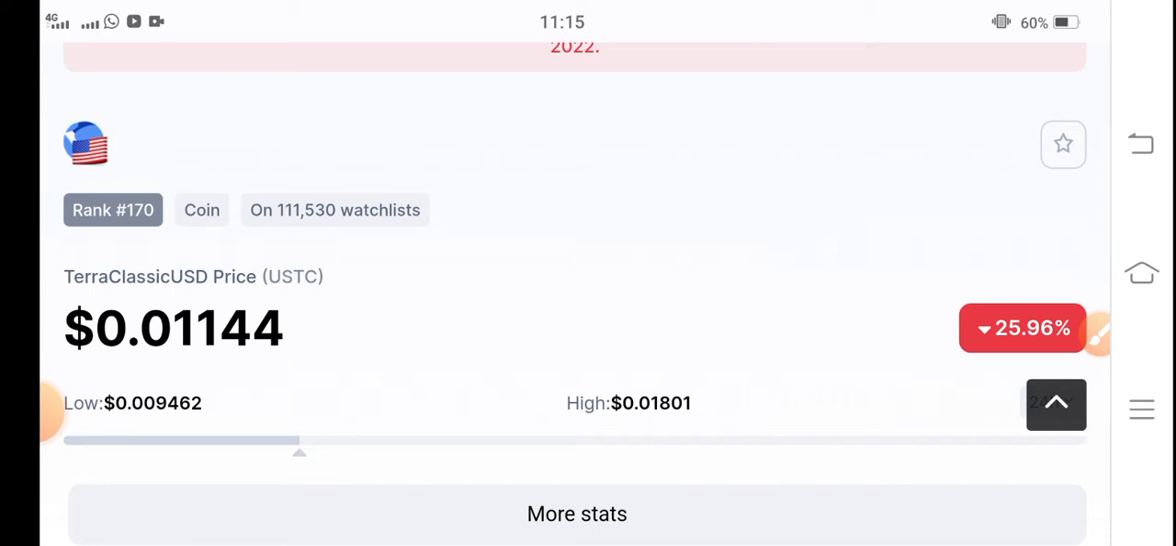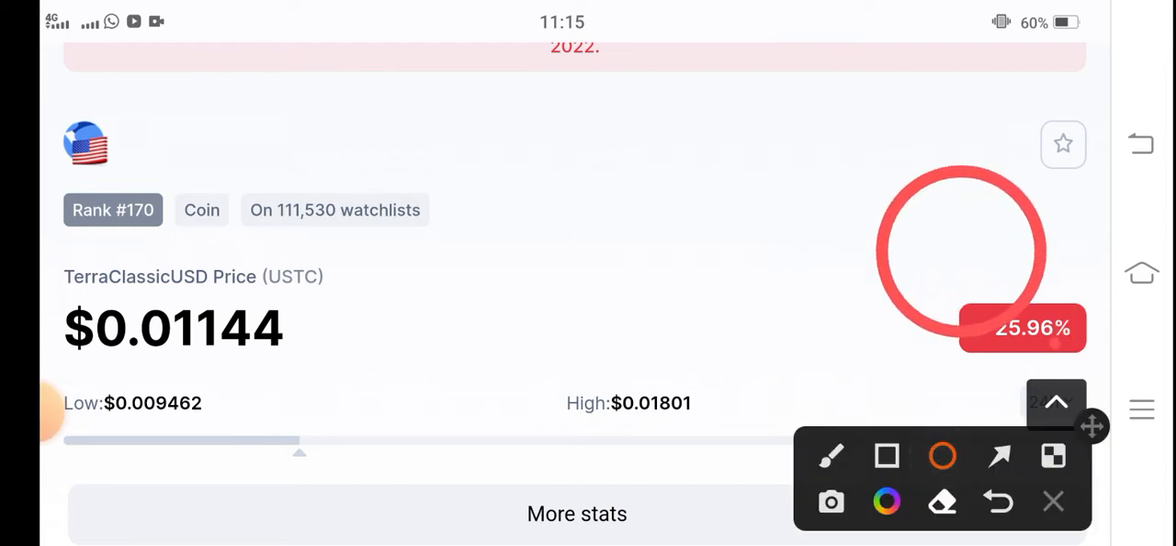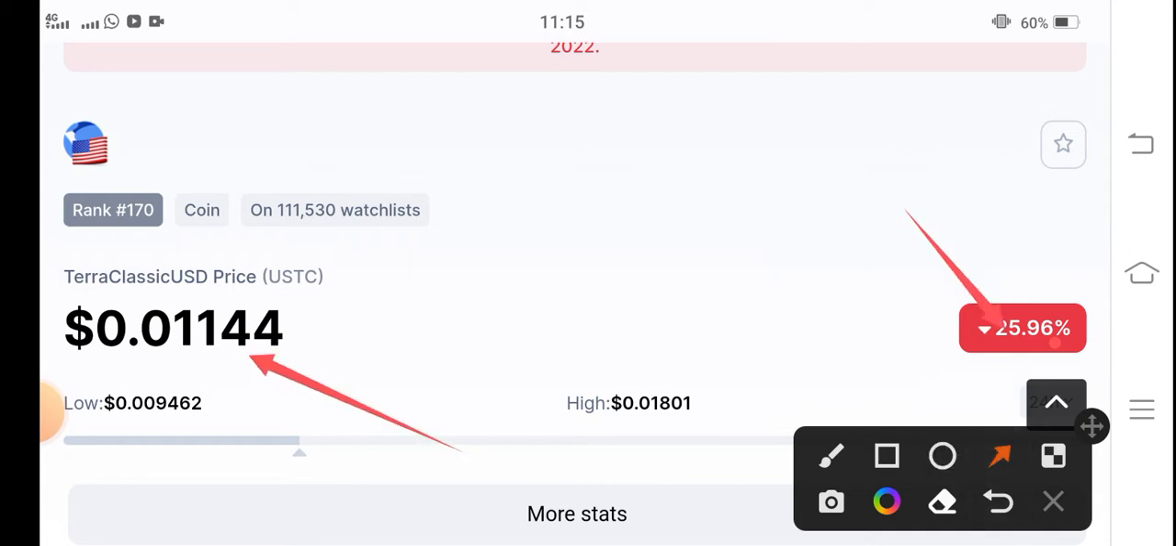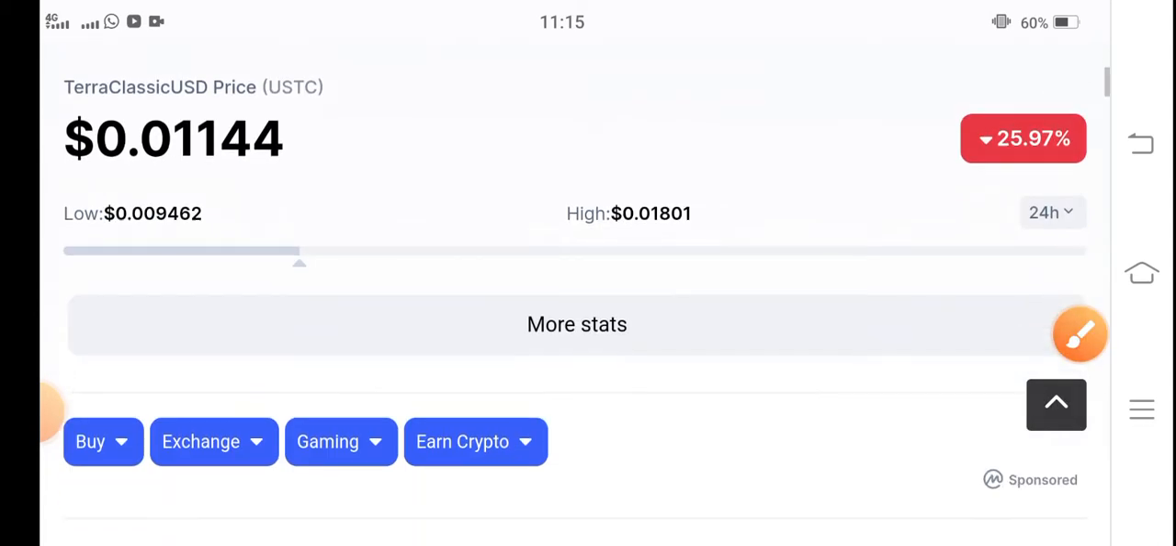Unfortunately, a lot of cryptocurrencies are going positive now, including TerraClassicCoin, but TerraClassicUSD is still going negative. The price change of TerraClassicUSD is negative 25.96%, and the current price is 0.01144 US dollars. So the price of TerraClassic USD has dumped very badly, guys.